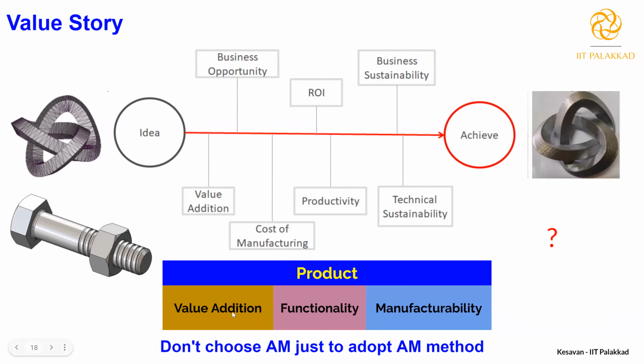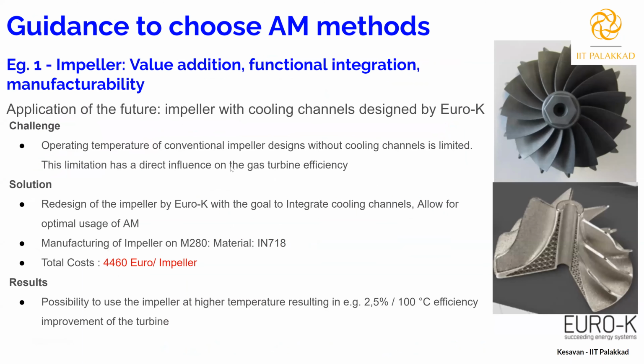Basically, what value does it add, what functionality does it add, whether it's manufacturability, right? You cannot choose additive manufacturing just because of the fancy word, or just because you have this facility. I'll give some examples. You see here, this is a conventionally processed impeller in the top right image, and the bottom image is the additively manufactured impeller. You can see that some value is added by using additive manufacturing.